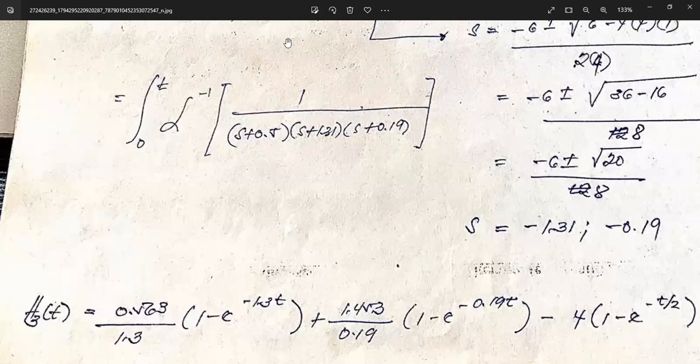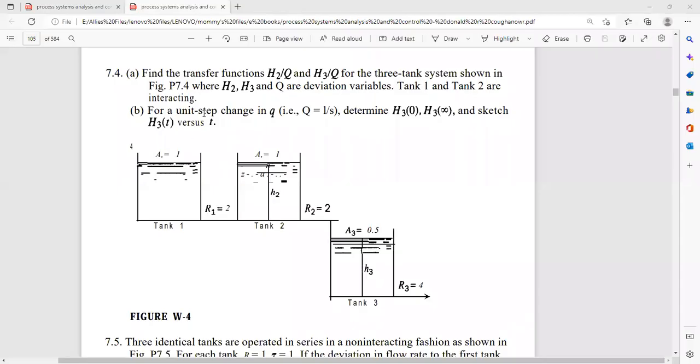So, no questions. So, in this case, let me go back to the problem, what the problem requires. So the problem requires you to find H2 and H3 of s over Q of s. So that's for letter A. And for letter B, you are to determine H3 of 0 and H3 of infinity, and you are to sketch. Okay, so I'm going to show to you the third page of the solution now. We have this new screen.